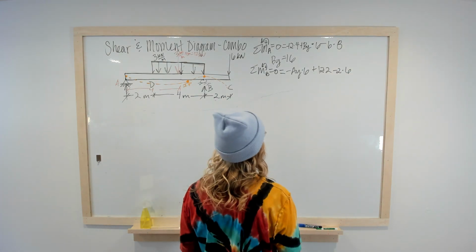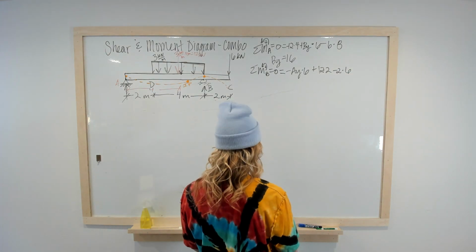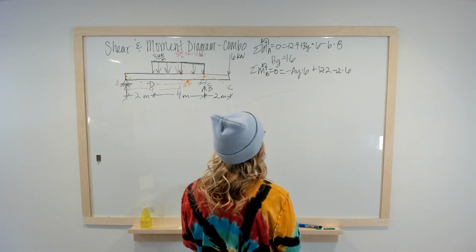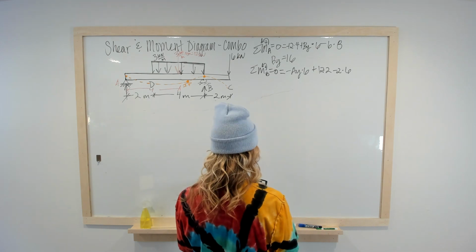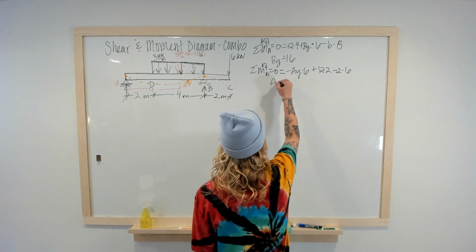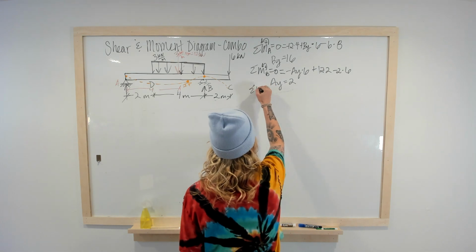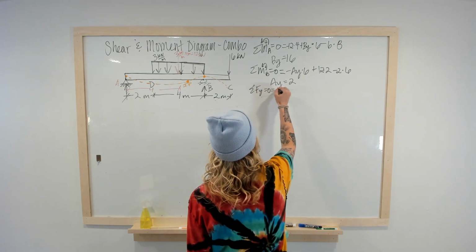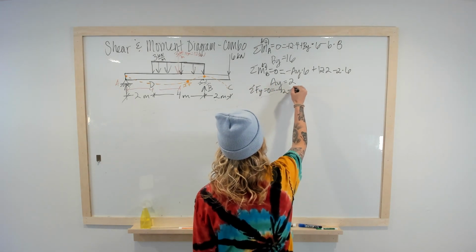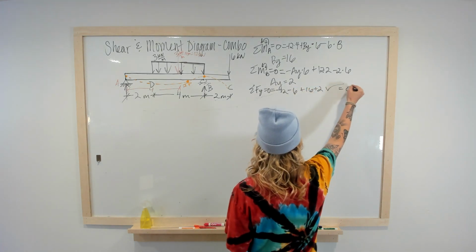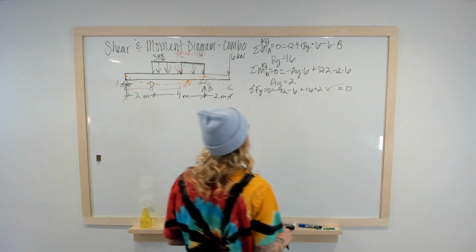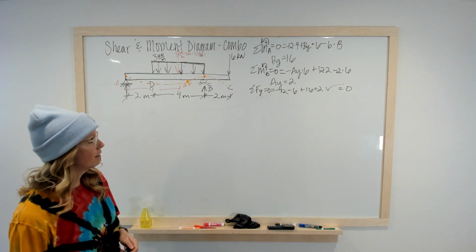So what do we have there? I have 24 minus 12 divided by 6 is equal to 2. AY is equal to 2. Check, sum of the force in the y direction is equal to 0 is equal to negative 12 minus 6 plus 16 plus 2. Check, that does equal 0. Okay, so now we have our reactions.